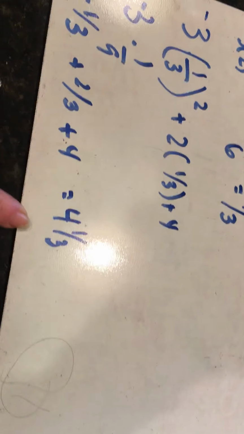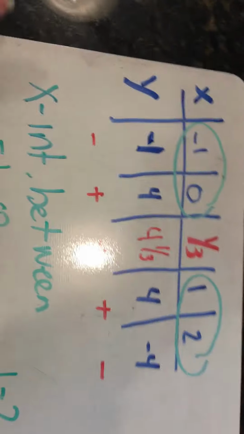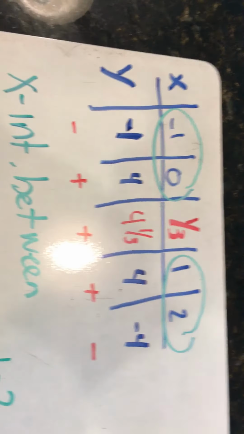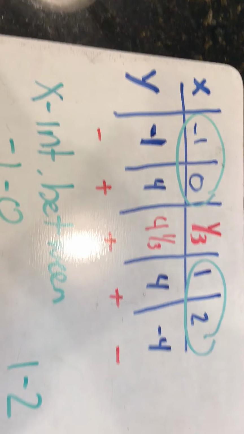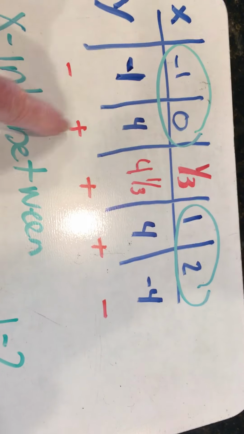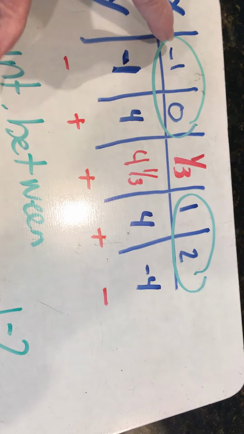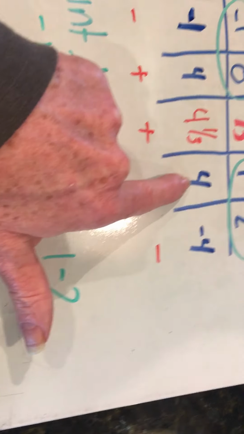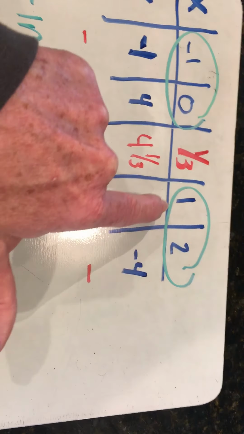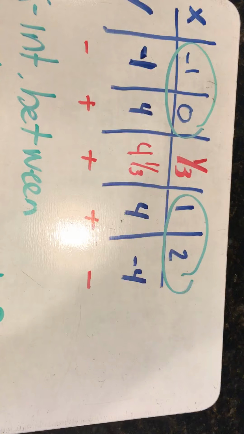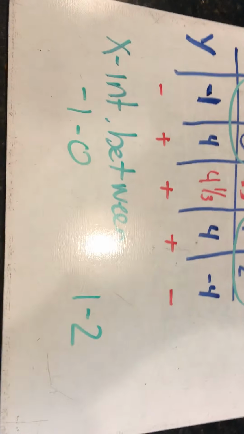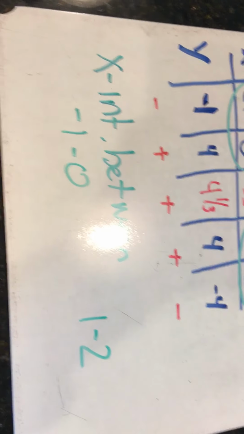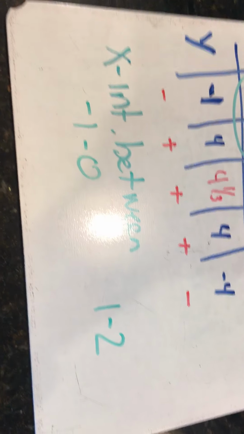That's my vertex. So moving on, after you have your vertex, then you make your table, and we're looking for sign changes. It goes from negative to positive right here, so that means there's an x-intercept between -1 and 0. There's a sign change, 4 to -4. That means there's an x-intercept between 1 and 2. Okay, so our x-intercepts will be between -1 and 0 and between 1 and 2.